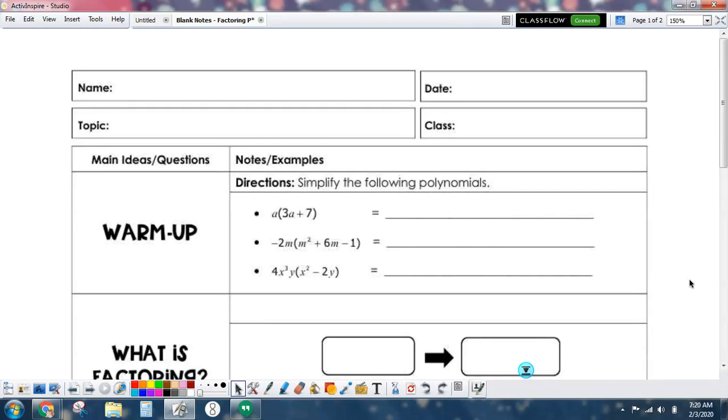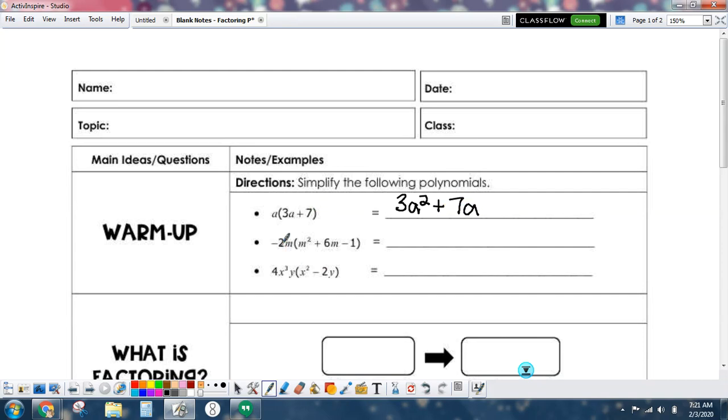Today we're going to learn about factoring with the greatest common factor, but first let's just do a little bit of a review. So we're going to go ahead and start with these three problems, and we're going to simplify the polynomials. Okay, so remember when we're simplifying here, we need to distribute this on the outside to everything on the inside. So I'm going to pass this a out to both parts. So a times 3a is going to be 3a squared, and then a times 7 is 7a.